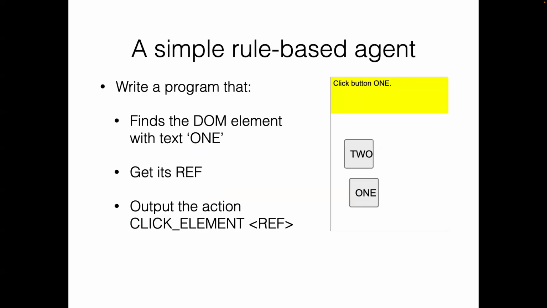Well, I defined an agent as just being some policy. So if we really wanted, we could just hard code our own agent to solve this environment. We can look at the JSON and look for the element that has text 1. Then we can get its reference, and then we could just output the action click element ref. And this would solve this environment.